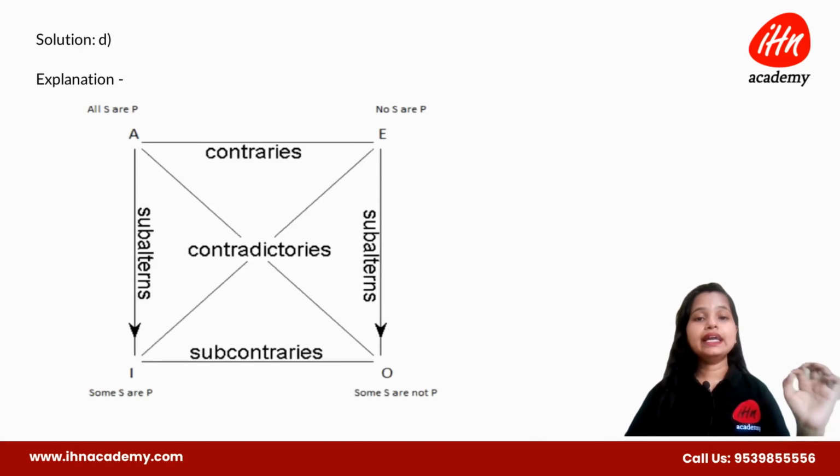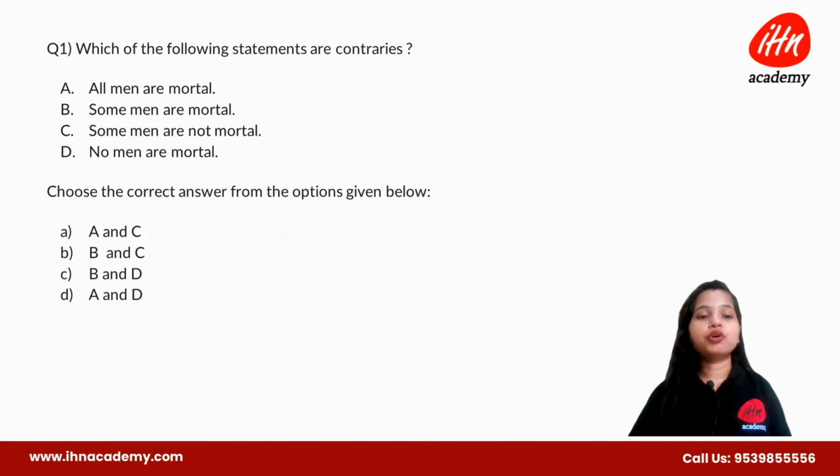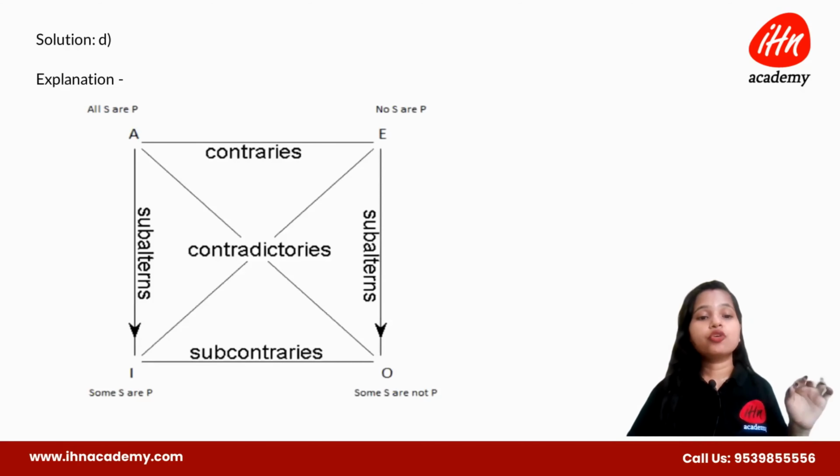So as you can see, A and E. A means universal positive and E means universal negative. So the relation between universal positive and universal negative is contrary. It is called group of contraries. Okay, so you can see in your question, all men are mortal, universal positive. No men are mortal, universal negative will be the pair of contraries. So answer will be A and D, option number D. Clear? So let's understand the other ones also.